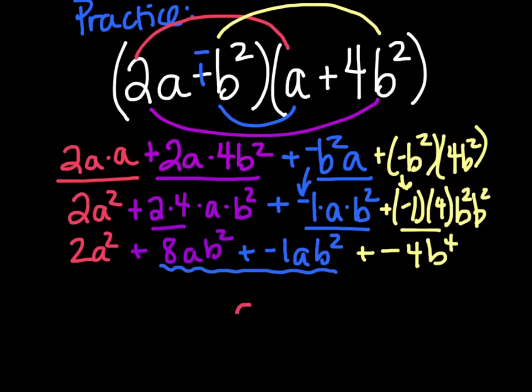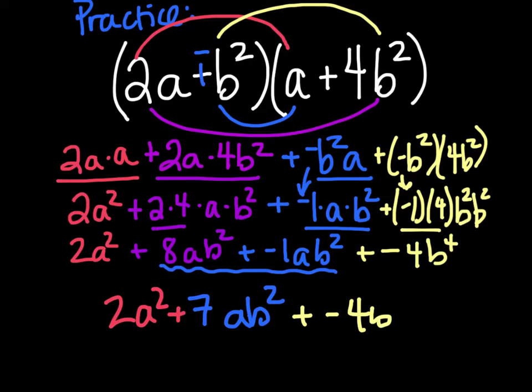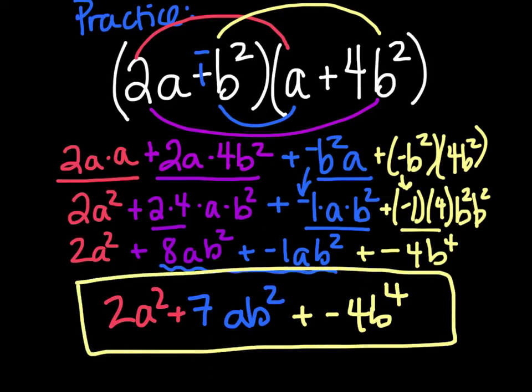The ab squared is just going to be there. But 8 plus a -1, that's 7. So our final answer for this particular problem is 2a squared plus 7ab squared plus a -4b to the 4th. Final answer. I hope this helps.